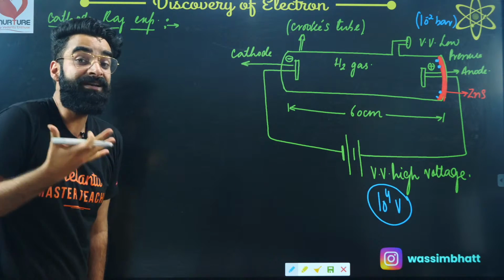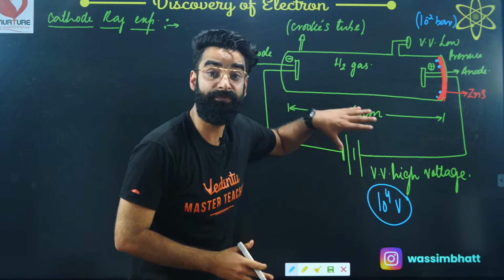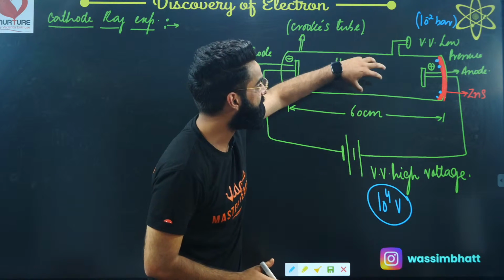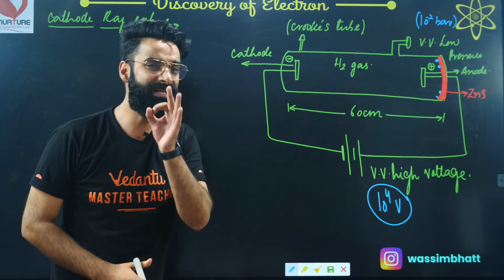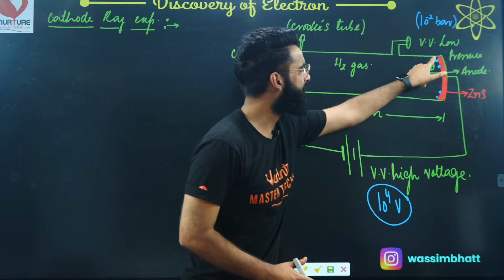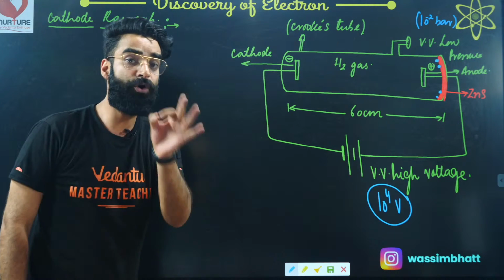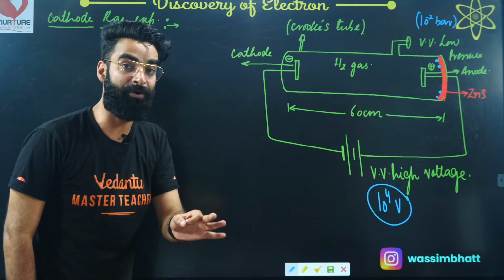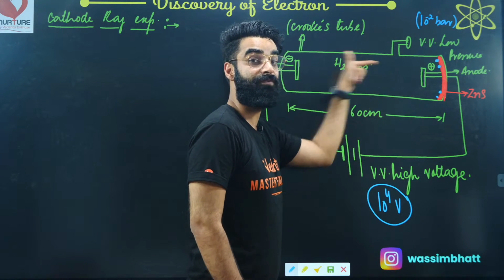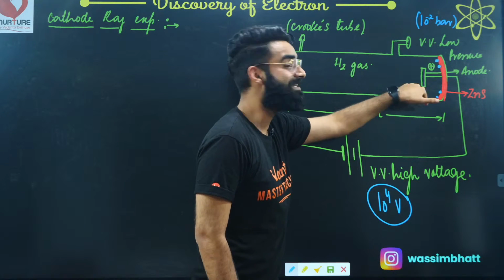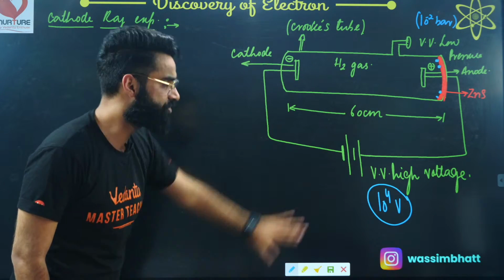So what could he conclude from there? When he kept the voltage of the battery as 10 raised to the power 4 volts, and the pressure of the gas as 10 raised to the power minus 2 bars or atm, he observed some bright spots getting created on this zinc sulfide screen, which was only possible if some rays are coming from the cathode and striking this zinc sulfide screen. Only then are bright spots going to get created. So what was the conclusion?